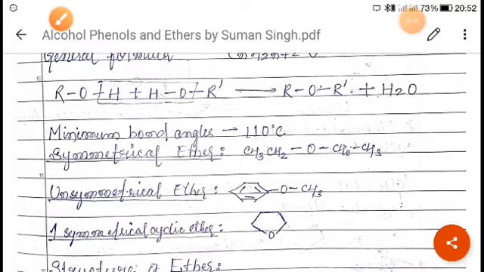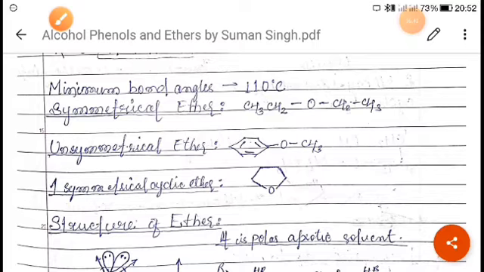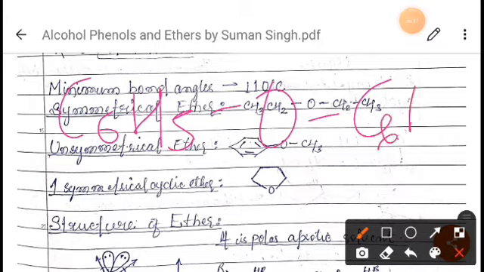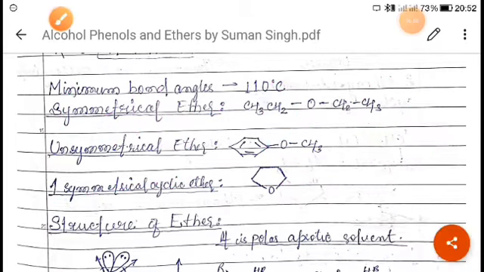Next are aromatic ethers, in which either one or both of the R groups are aryl groups, right? For example, you can see here, this one is the example. Or one more example you can take like this: suppose we have C6H5OC6H5, right? Diphenyl ether. So I hope you have understood this.